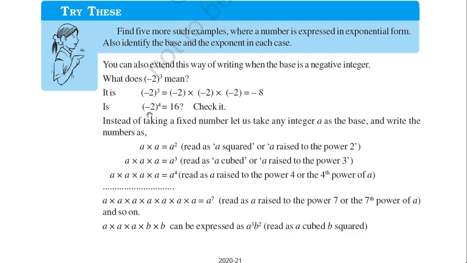So minus 2 to the power 4 will be 16. You can check that it is an even power, so it will become positive. Instead of taking a fixed number, let us take an integer a as the base and write the numbers.